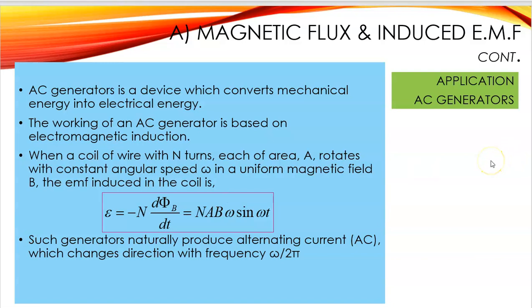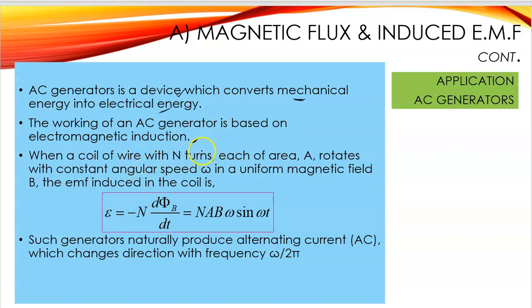Right. So I hope you already understand the working concept of AC generator. A little summary of what an AC generator actually is: it is a device which converts mechanical energy to electrical energy, and its working is based on electromagnetic induction, of course.